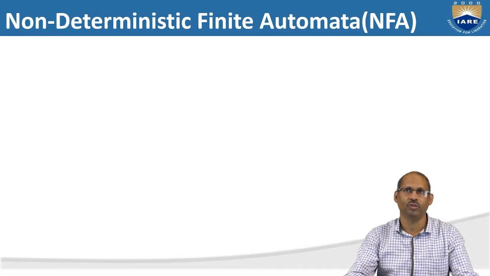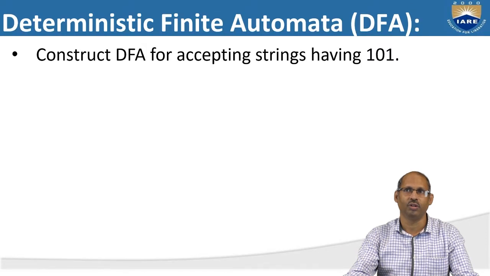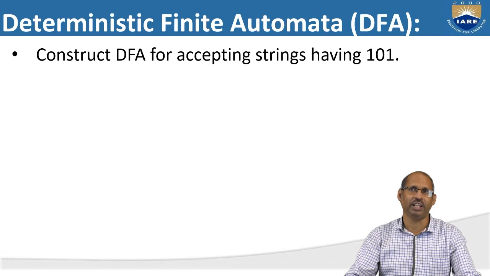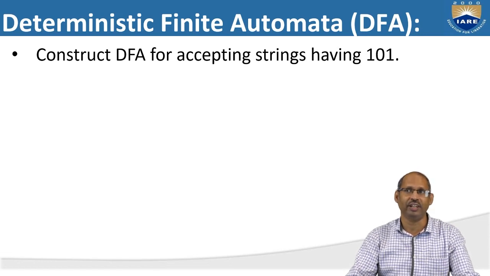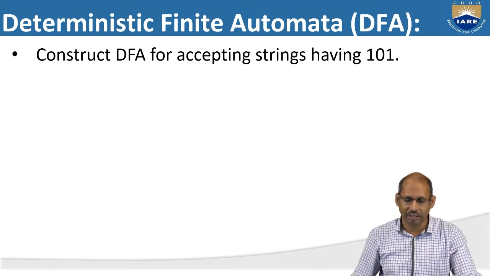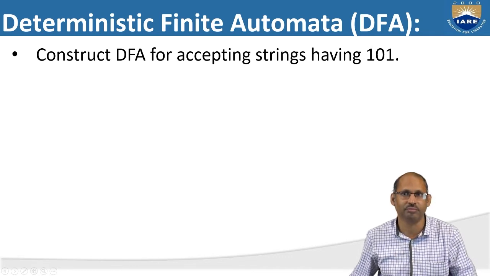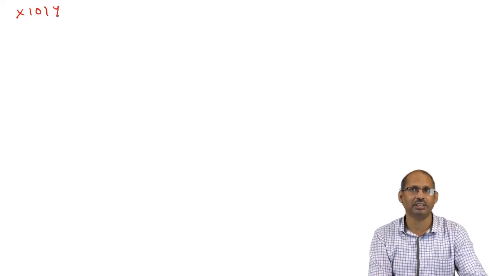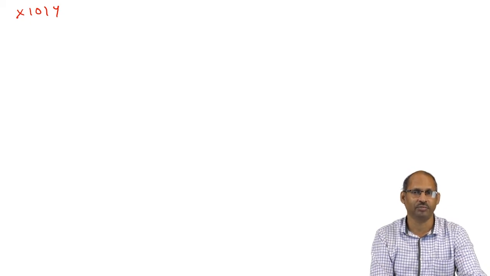Now we'll discuss the construction of a DFA for accepting strings having 101. This 101 may exist at the starting, middle, or end, in any place of the string. Now we will construct a DFA for this string. So what is our condition? x 101 y. This is the string for which we have to construct the DFA.